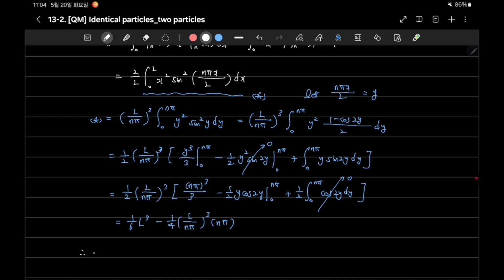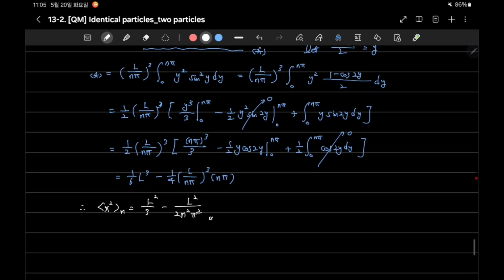Therefore x squared for n equals, multiplying by 2 over L, 1 over 3 L squared minus L squared over 2 n squared pi squared.